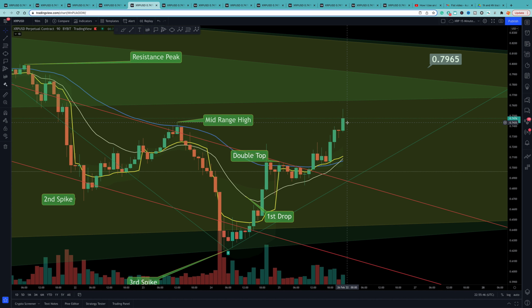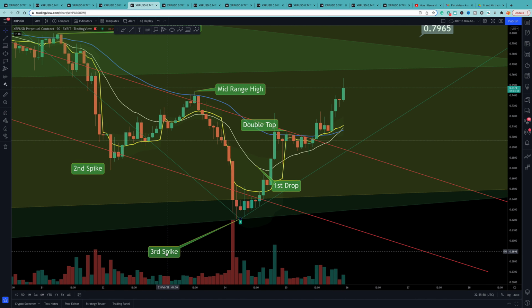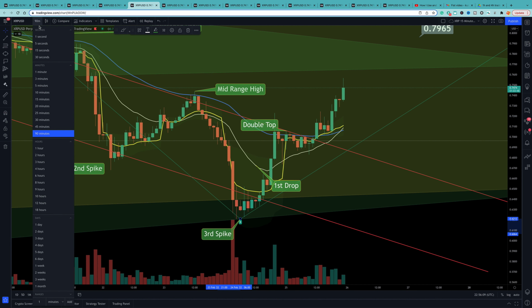And then the question is will the VWAP be support or resistance? Will the VWAP be support or resistance? Okay, that's the question. So will we have a little retrace or will we have continuation? That's the question.